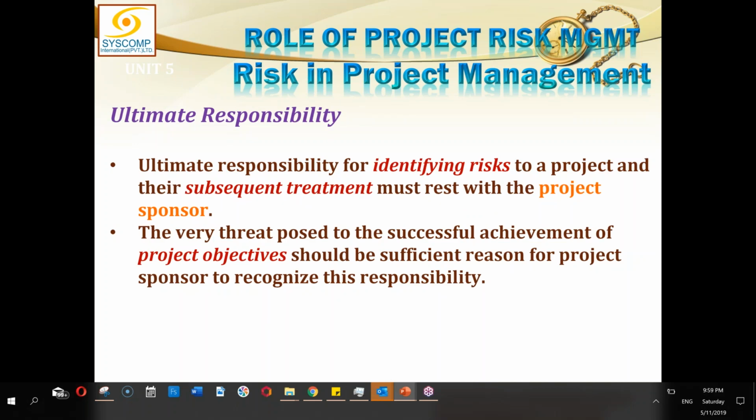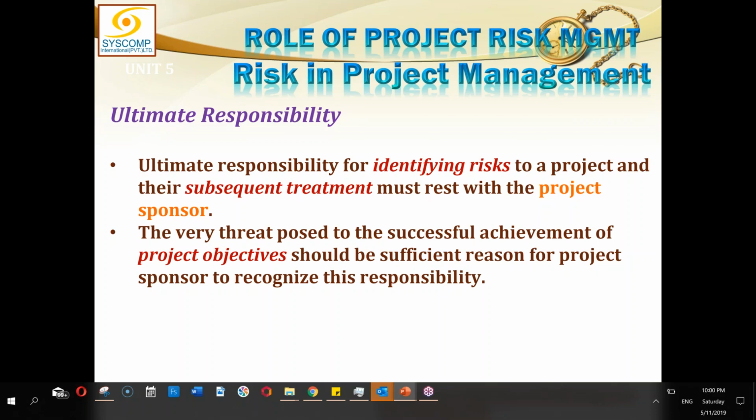Then there is some ultimate responsibility for identifying risks to a project, and their subsequent treatment must rest with the project sponsor. Now, this is the matter of responsibility. Who is ultimately responsible for the risk management in the project? This is a sensitive topic. Normally, we understand that the project manager must be responsible for that, or the team must be responsible for that. Risk and quality are two such areas which have to be taken the responsibility at the very highest level.